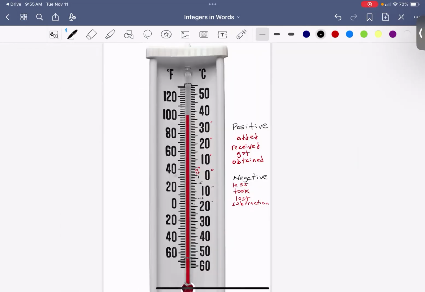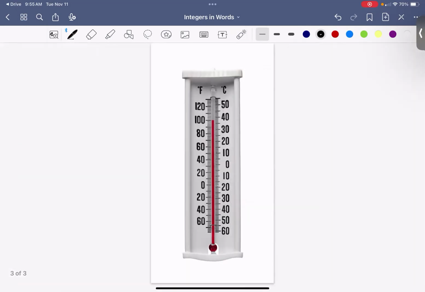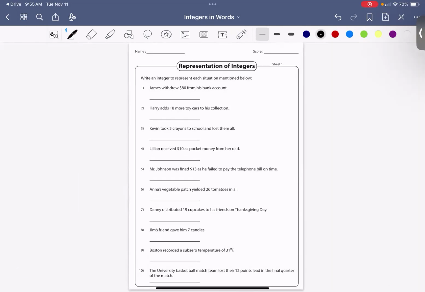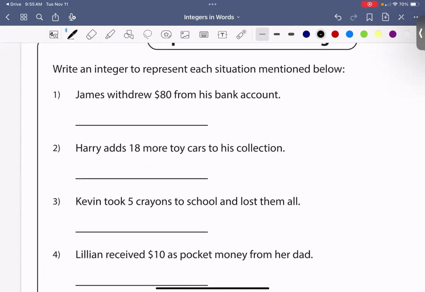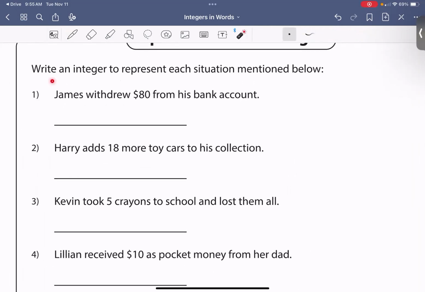Let's look at some actual word problems now. It says write an integer to represent each situation mentioned below. James withdrew $80 from his bank account. Withdrew, that means to take away. So this would be -80.